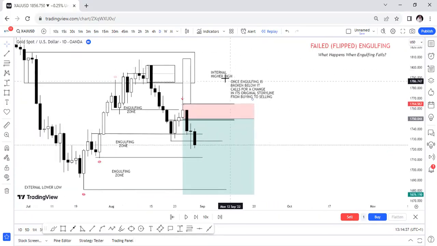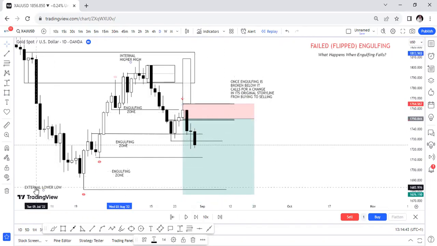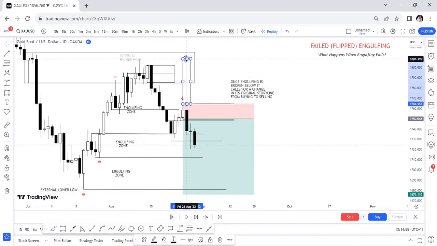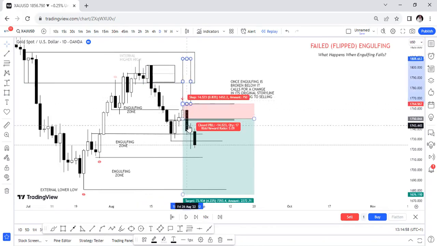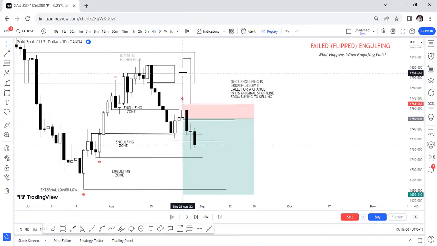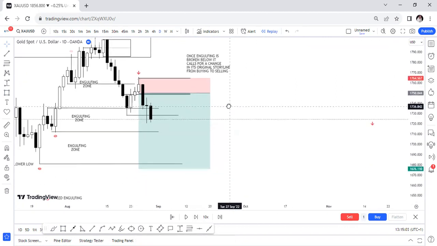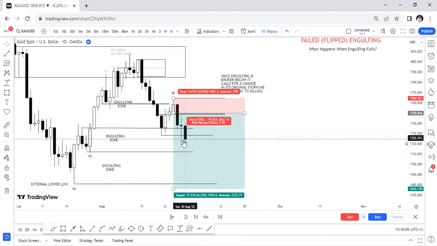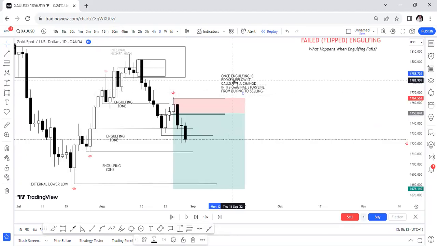So this is an internal higher high created by this pullback into the zone. Then this one is the external lower low. As long as price does not move higher to take out this high, it's an indication that more selling will come into place. So as long as you continue to see more closes below a newly formed low, you are taking action. You are selling more.